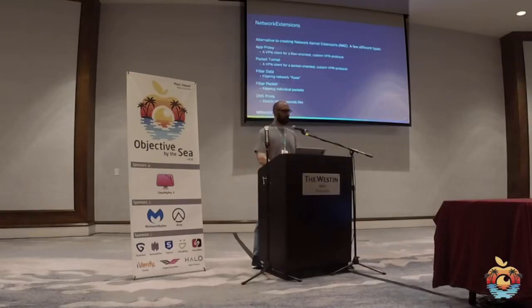Network extensions. These I didn't dig into a whole lot. Some of these existed prior to Catalina. Some of these existed already on iOS. But if you were writing, say, a firewall before, you were using network kernel extensions. Now, again, you're doing a user space application. You can implement custom VPN protocols. You can do your traditional firewall stuff, filtering flows or filtering individual packets. And then it also supports DNS proxy type things.